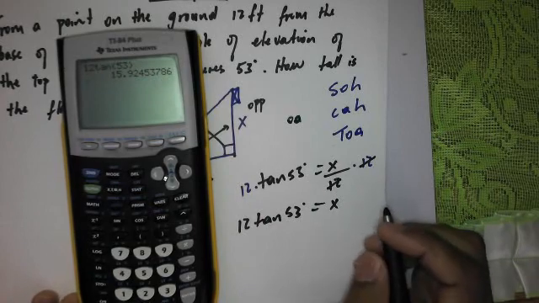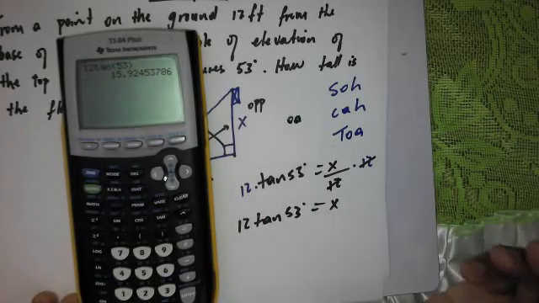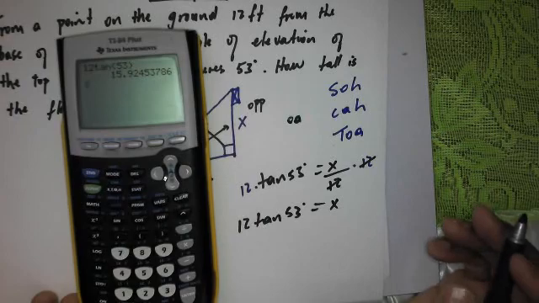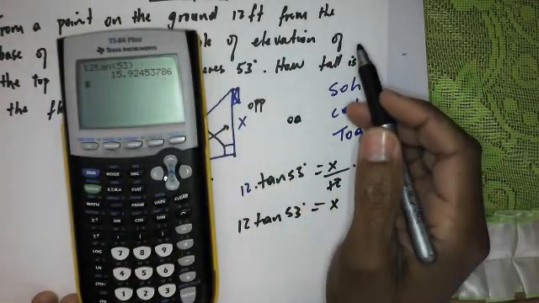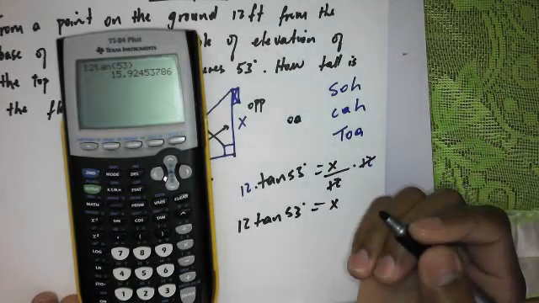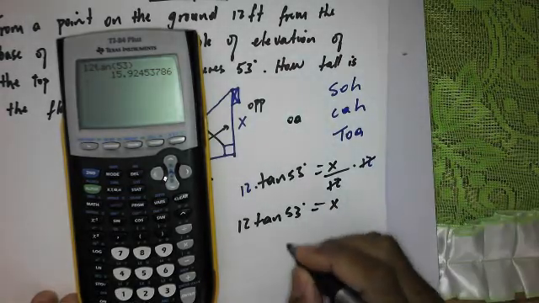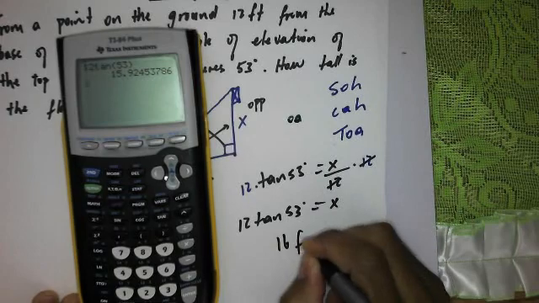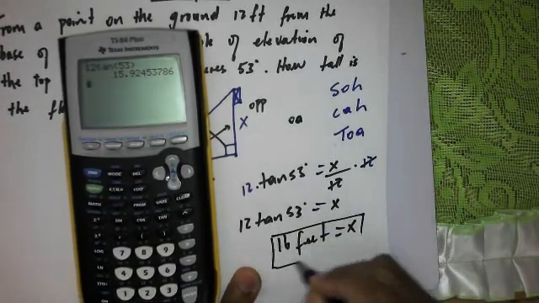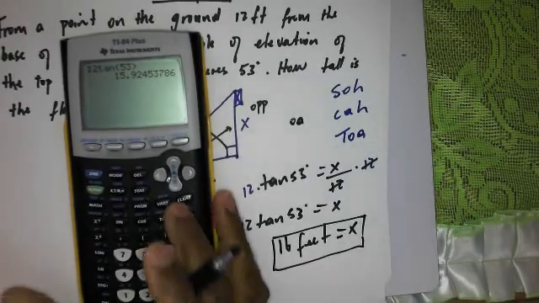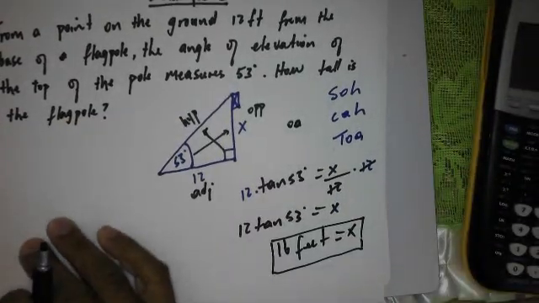Okay, and I can round that to the nearest whole. If they ask you for one decimal place or to the nearest tenth, you would write 15.9 feet. Or if they say to the nearest whole, you would write 16. So I'm going to put it to the nearest whole. So this is 16 feet equals x. Therefore, the height of the flagpole would just be 16 feet. Okay? Alright, let's look at example 2.